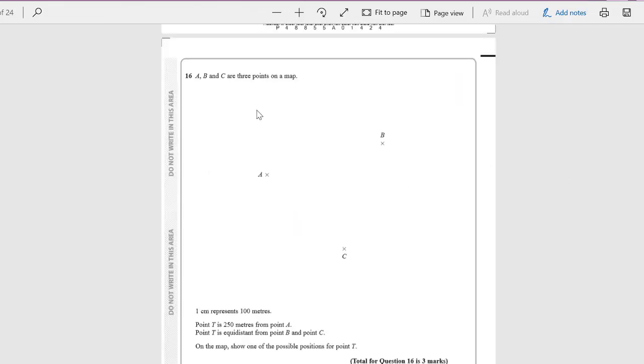Okay, question 16. It says A, B, and C are 3 points on a map. 1 centimeter represents 100 meters. Point T is 250 meters from point A. And point T is equidistant, which means it's equally distant from point B and C. And on the map, show one of the possible positions for point T. Now, obviously, I can't show this on the screen just because I don't have the capacity to draw straight lines, and I don't have a compass at hand to demonstrate on the screen, but I can explain it to you.